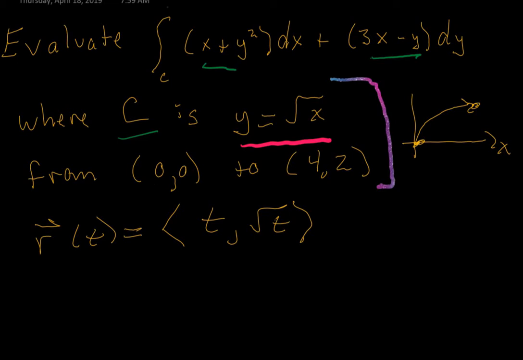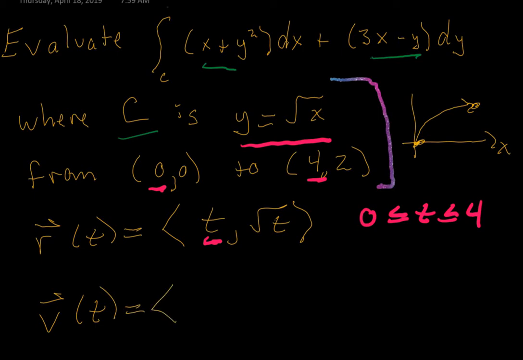And then furthermore, since we know that the x goes from 0 to 4, we would then know that our time value, which is right here, is also from 0 to 4, because x and t are the same thing. So we have our boundaries for our integral, our limits of integration. We have r of t. What we need still is the velocity vector v of t. And the first derivative would be 1 comma, with power rule, 1 over 2 radical t.